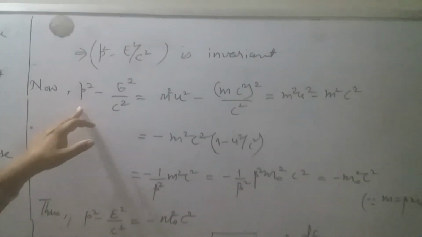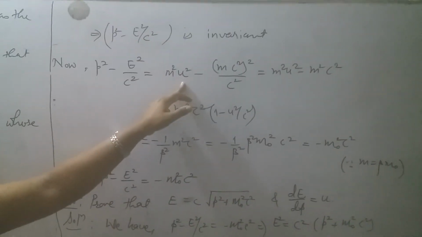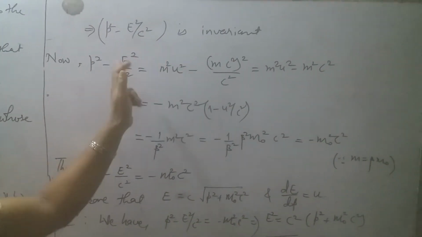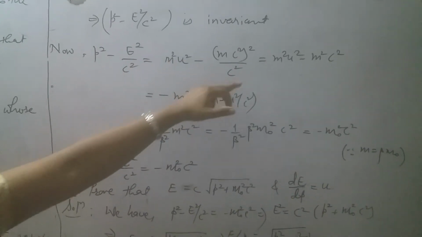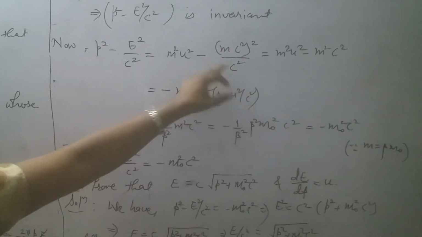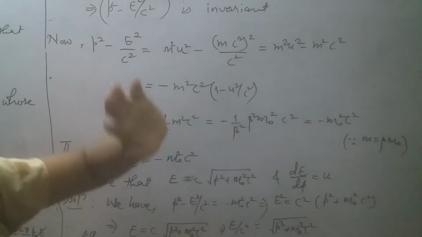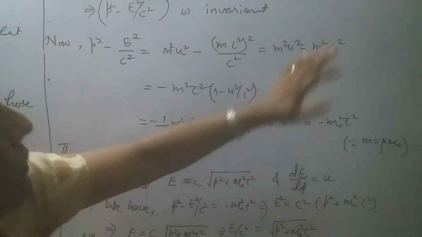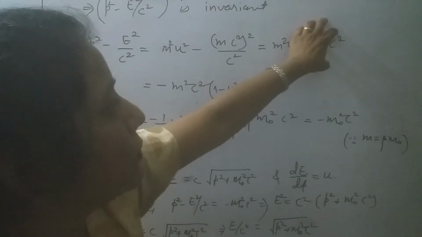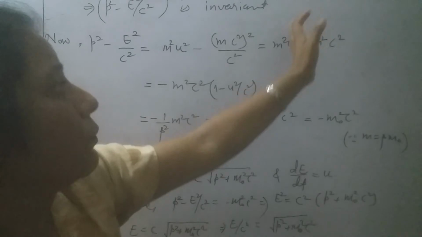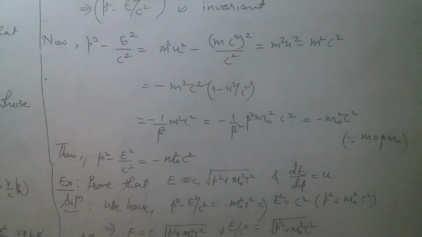So if I put here p square minus E square by c square, with p as m u square and E as m c square, the whole square upon c square. As it is, you will find that one of the c square will get cancelled and we are left with the terms m square u square minus m square c square. If I take minus m square c square common, with negative sign, 1 will be left here, minus of u square by c square.